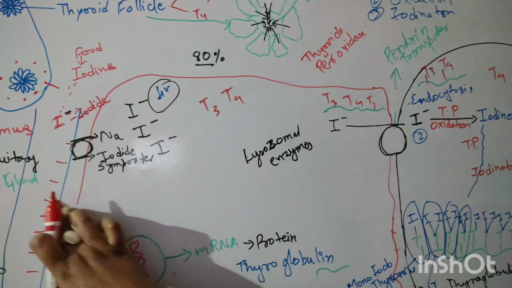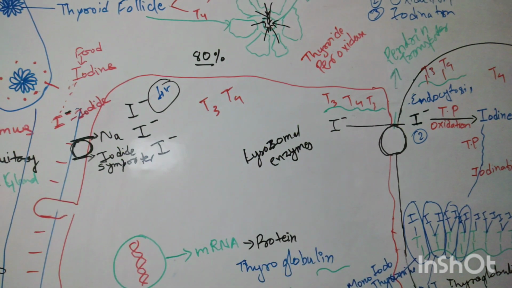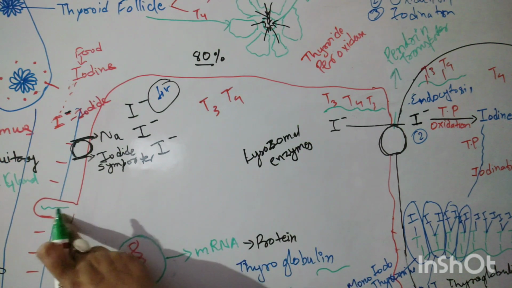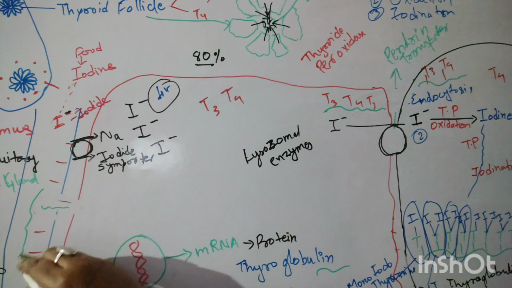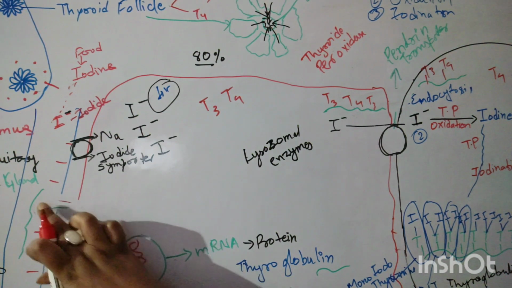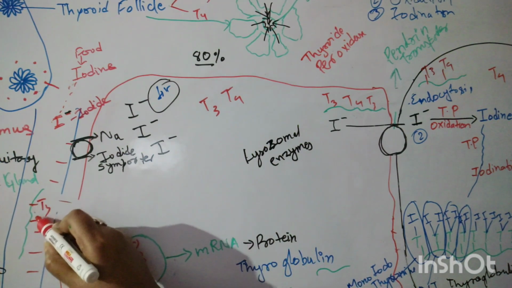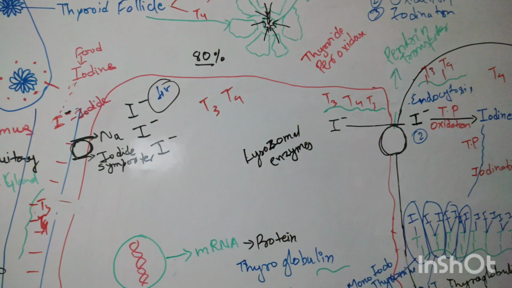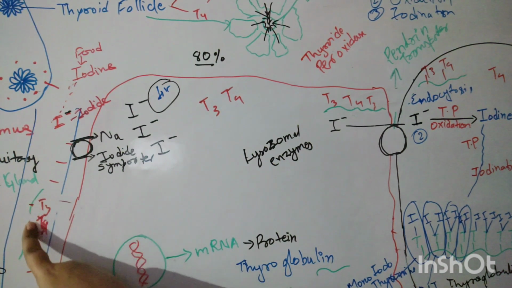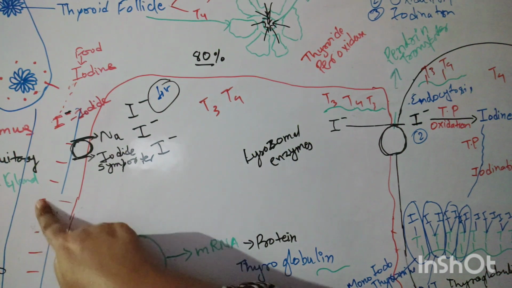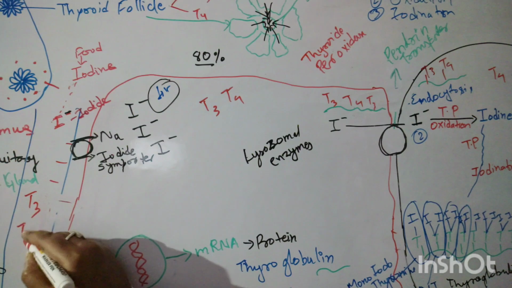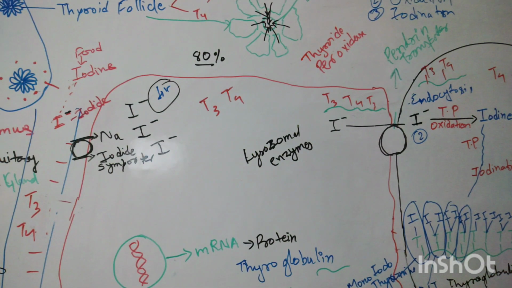Also, like this, by the process of endocytosis, this will enter the circulation, leaving the thyroglobulin and T3 T4 here. Then lysosomal enzyme will break this T3 T4, and T3 T4 will reach the blood, and thus it will perform the action of T3 T4.